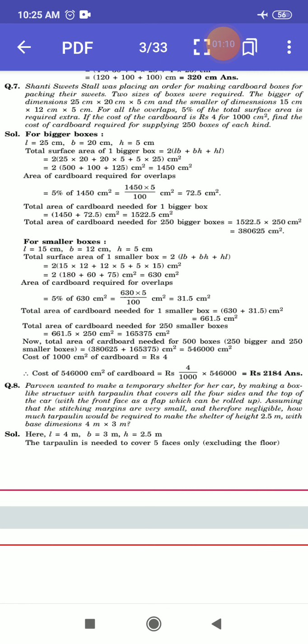Next thing is, for all the overlapping, if the box has to be made in parts, then at that time you have to do the overlapping for this. That's why the box is closed properly. So overlapping is 5% of the total surface area, required extra, and the cost of the cardboard is rupees 4 per 100 centimeter square. Then find the cost of the cardboard required to supply 250 boxes of each kind.